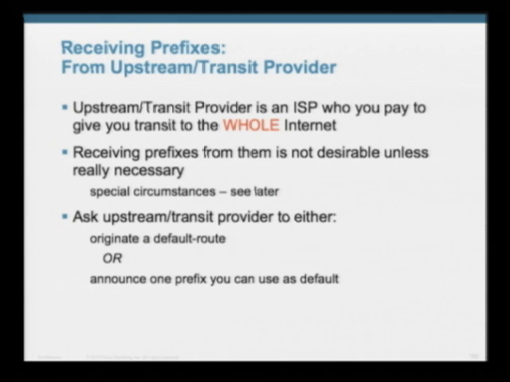Whereas your upstream provider, well, they're the folks who you pay to give you access to the whole Internet. So receiving prefixes from them, well, is it really necessary? It says special circumstances, see later. That means, well, multi-homing, traffic engineering. You generally will need to receive some semblance of the BGP table if you want to do traffic engineering or multi-homing. If you want to carry the full BGP table, that's fine too.